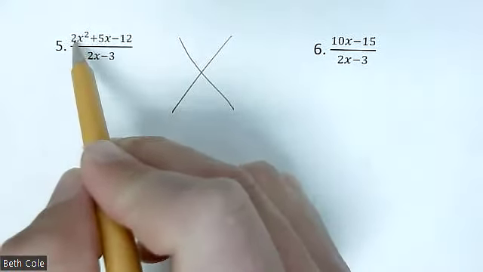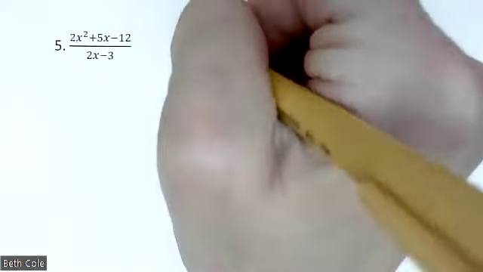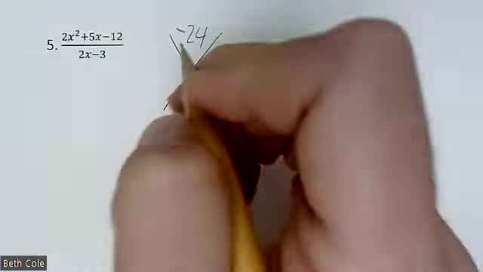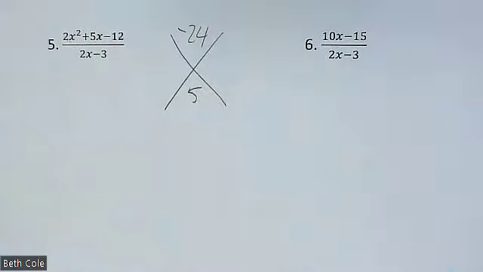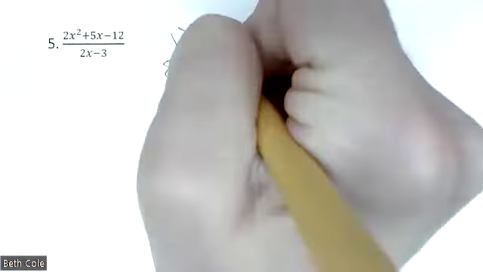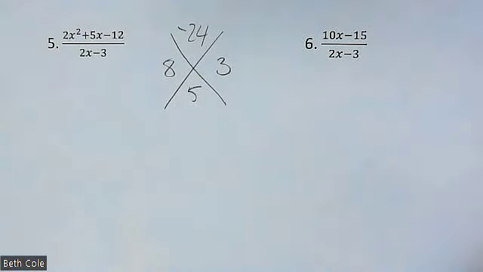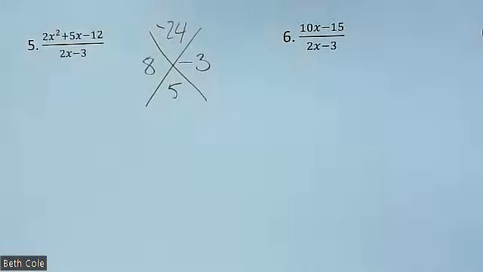Negative 12 times 2, negative 24. Very good. And then 5 goes on the bottom. It would be 8 times 3, and we'll get the symbols correct this time. 8 minus 3 gives you 5.